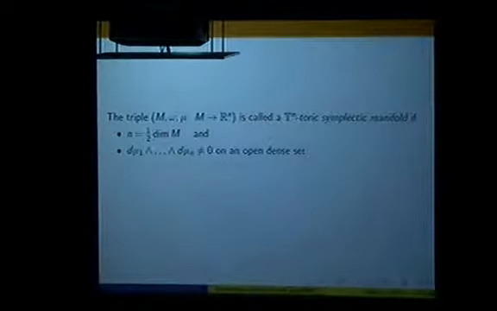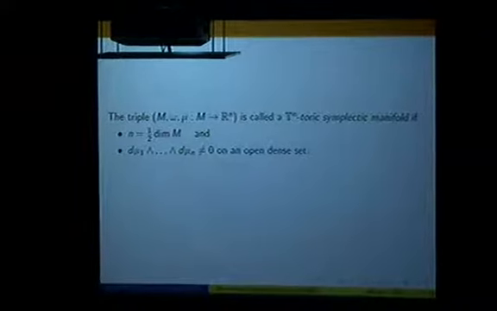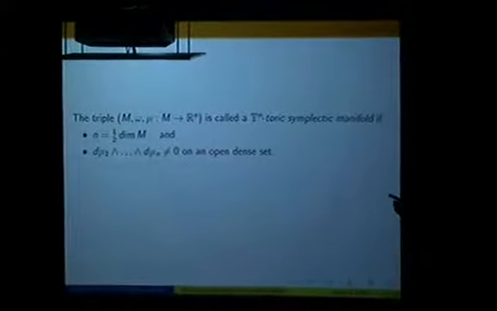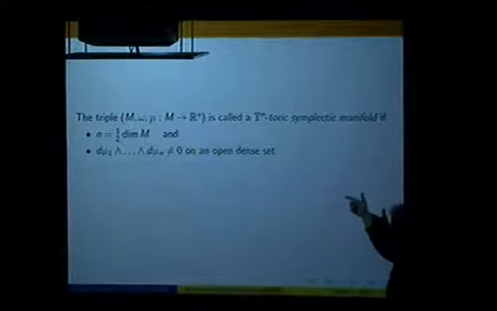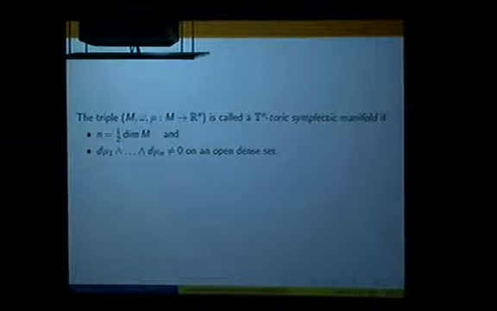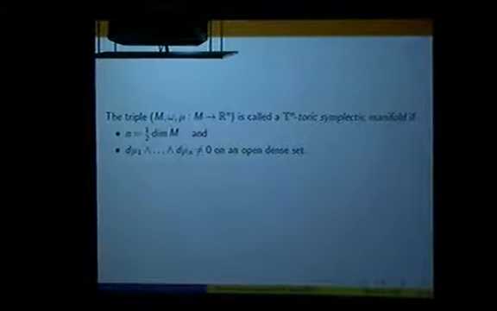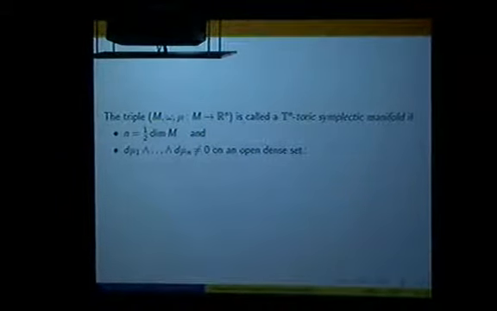Now let me define toric manifolds, which showed up in Cho's talk yesterday, Professor Cho. So the condition that one wants is that the number of functions is half the dimension of the manifold, and they're independent. Right? This is the standard condition. So almost all values of the map are regular values. Another way of thinking about it is that I have an effective torus action.